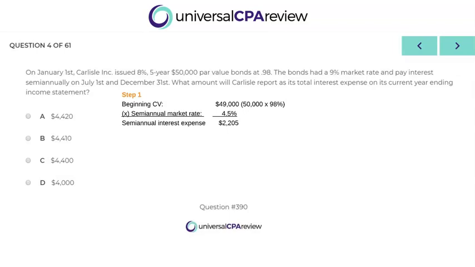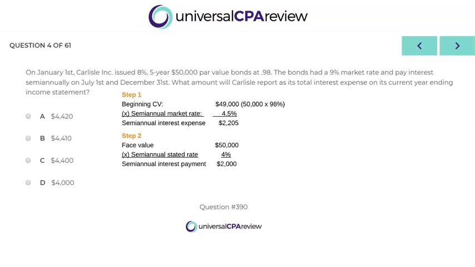Next step is we know that our semi-annual interest payment is going to be the face value of 50,000 times the semi-annual stated rate. So we're going to divide that 8% by 2, 4% times 50,000. Our semi-annual interest payment is $2,000.